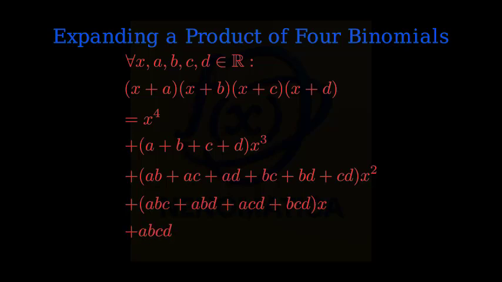For all real numbers x, a, b, c, and d, we need to prove that the expansion of the product of these 4 binomials, (x plus a)(x plus b)(x plus c)(x plus d), is equal to x to the 4th power plus the sum of a, b, c, and d times x cubed plus the sum of all possible products of 2 variables times x squared, plus the sum of all possible products of 3 variables times x, plus the product of all 4 variables a, b, c, and d.